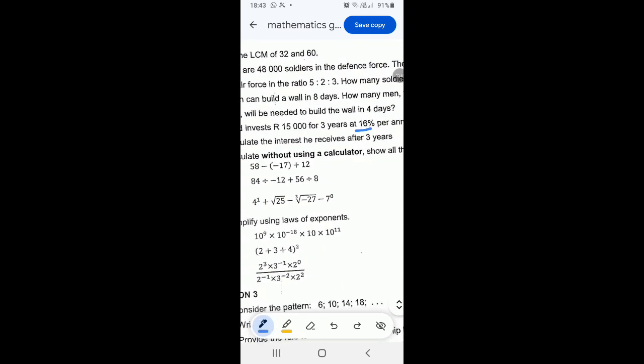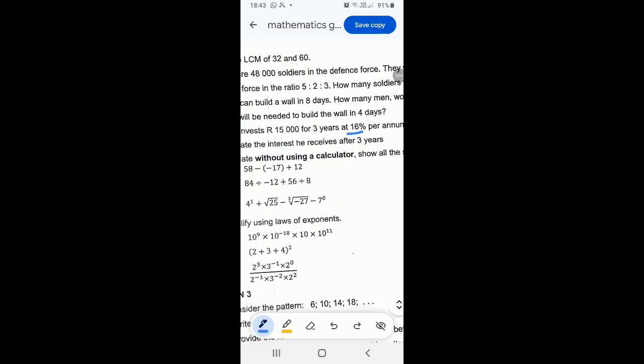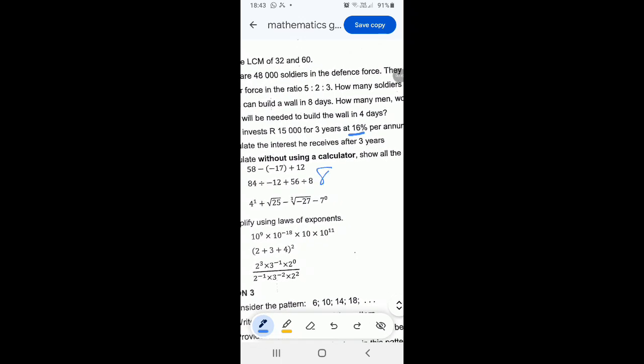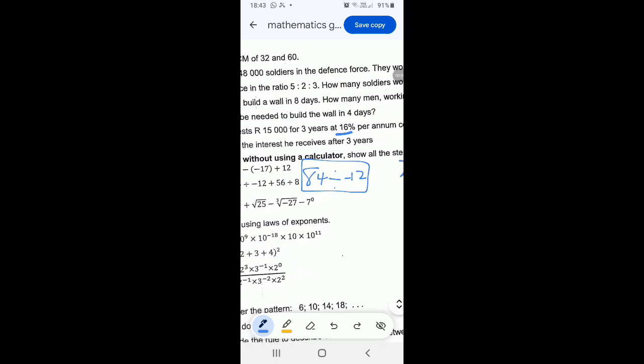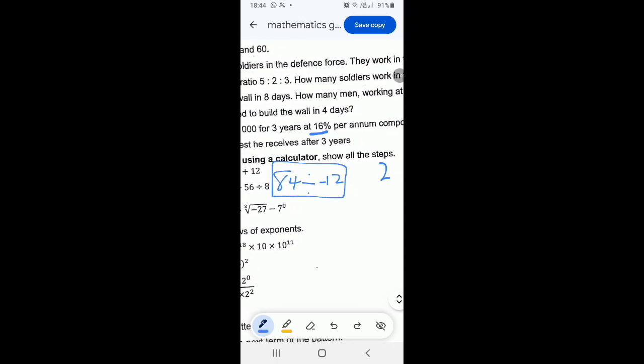2.2.2. We have both multiplication and division here. We have 84 divided by minus 12. Both tell us that we start with division. So let me try and make this simple.